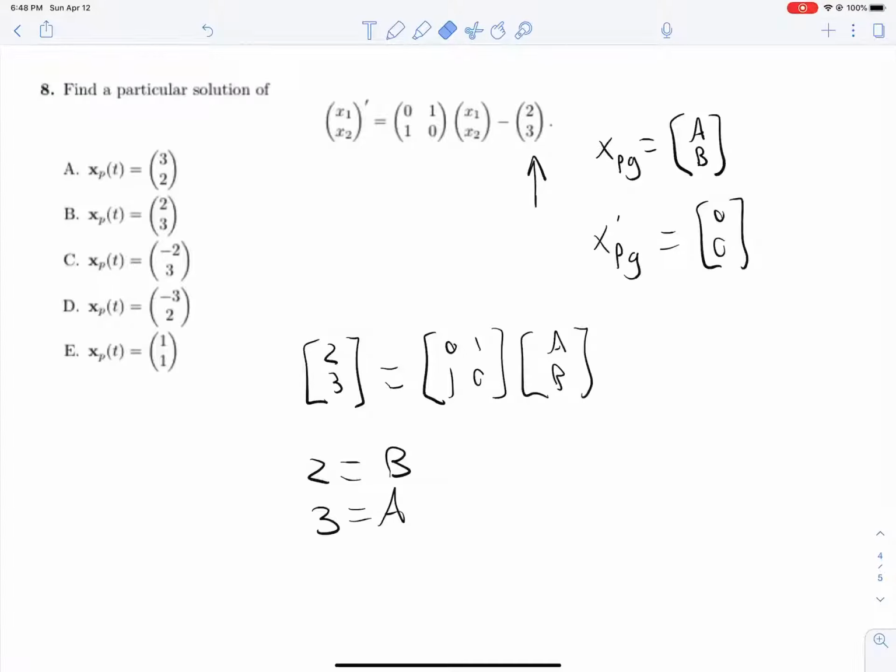And we can go up here to our x particular, which is now just xp of t, because we've officially found it, and that will be 3 and 2. So our answer is A.